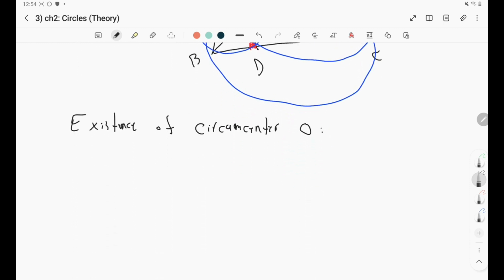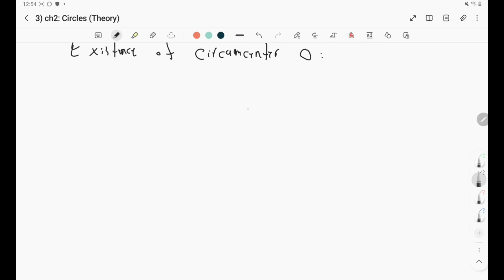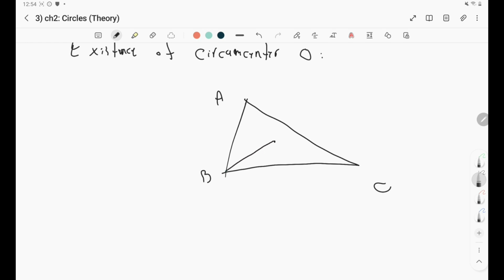Okay, next, we need to also show the existence of the circumcenter O. How exactly can we do that? Let's draw a triangle. We have A, B, C. We know that point O satisfies what? OB equals OA equals OC. So our goal is to show that we have a point that has equal distance to all three vertices A, B, and C. But wait a minute, here we don't have any circle. How can we use the radical axes? Exactly.